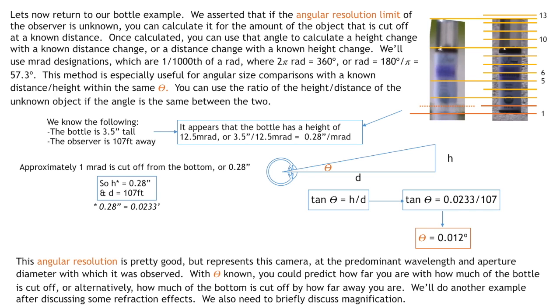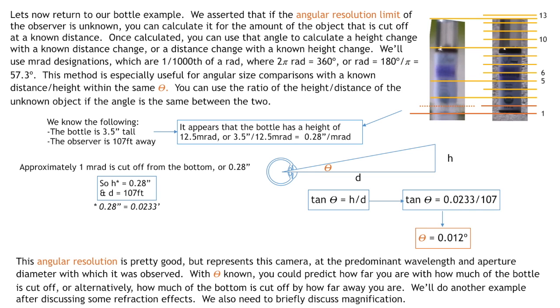Let's now return to our bottle example. We asserted that if the angular resolution limit of the observer is unknown, you can calculate it for the amount of the object that is cut off at a known distance. Once calculated, you can use that angle to calculate a height change with a known distance change, or a distance change with a known height change.